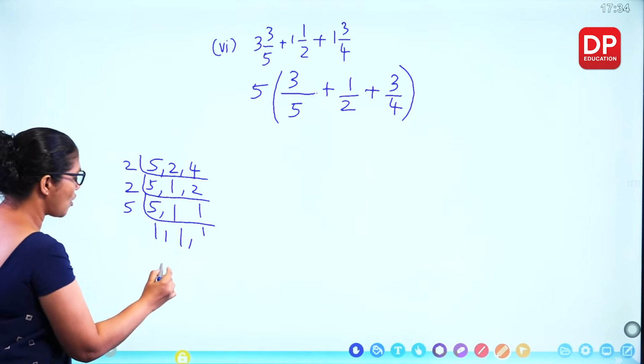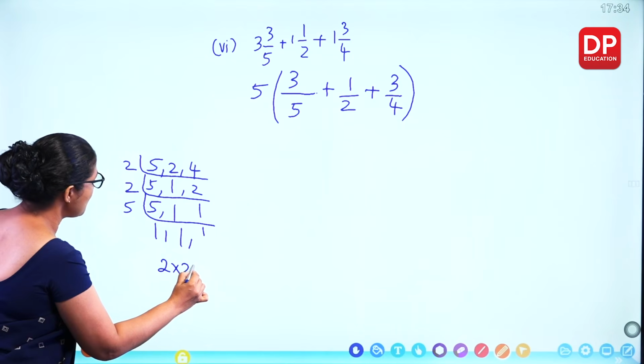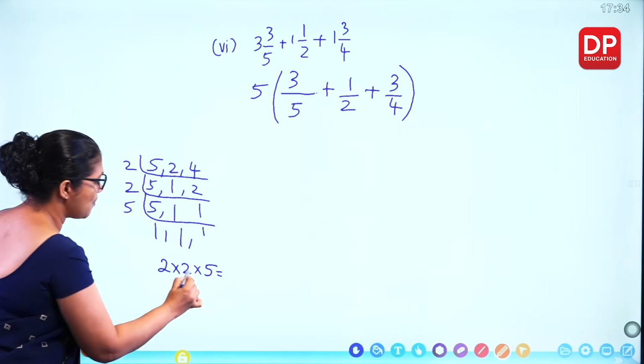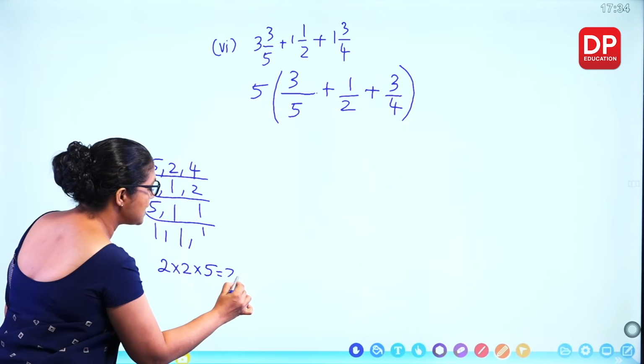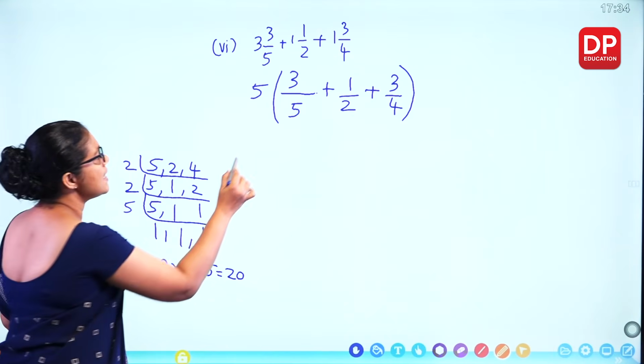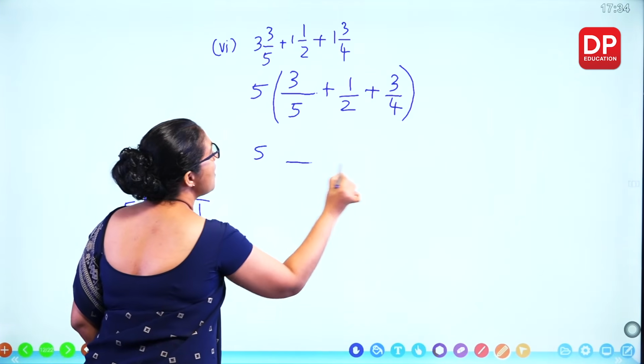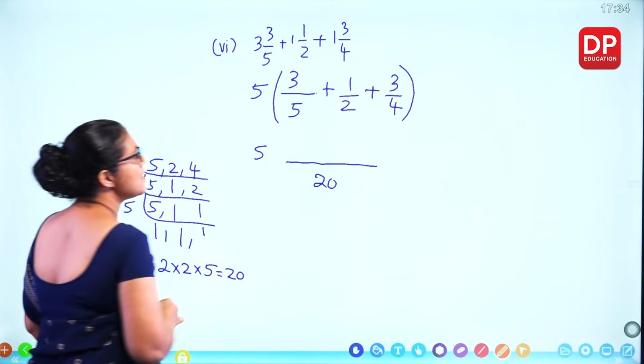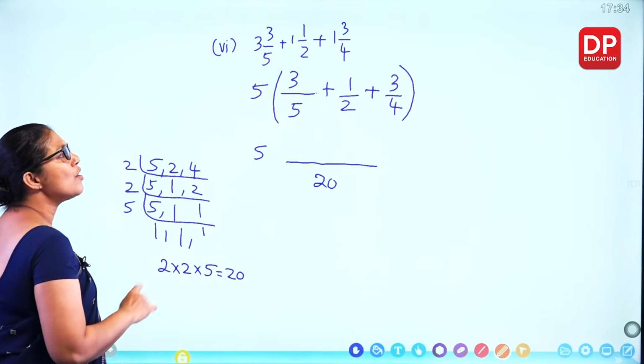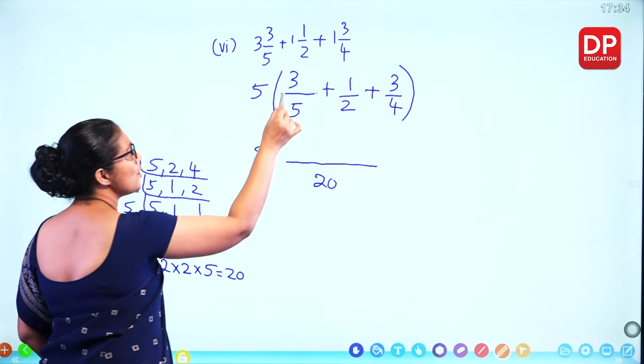So what's the lowest common multiple? 2 times 2 times 5. 2 times 2, 4. 4 times 5 is 20. So 20 is the lowest common multiple. That means common denominator is 20. So we'll try to find out the equivalent fractions for these.